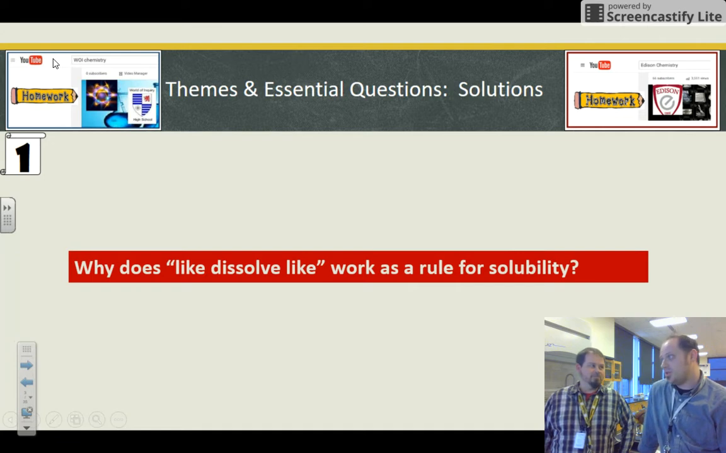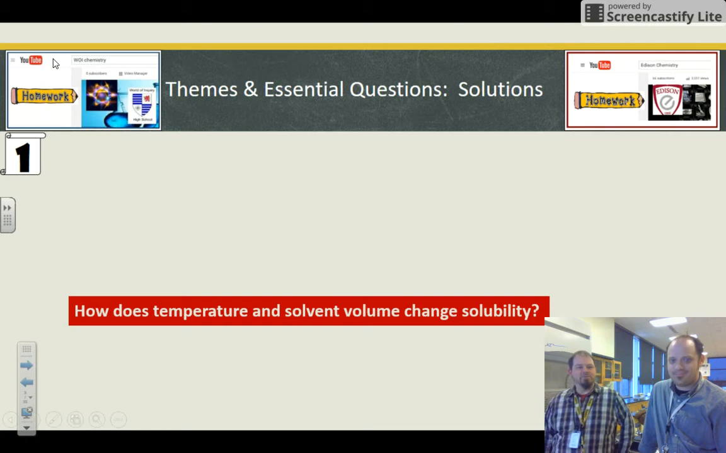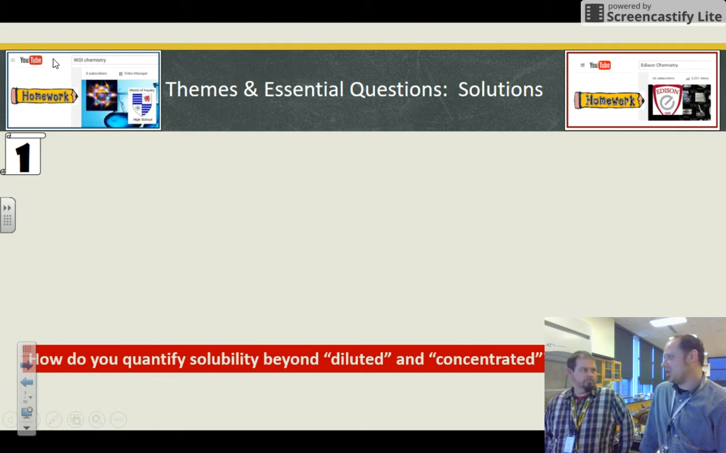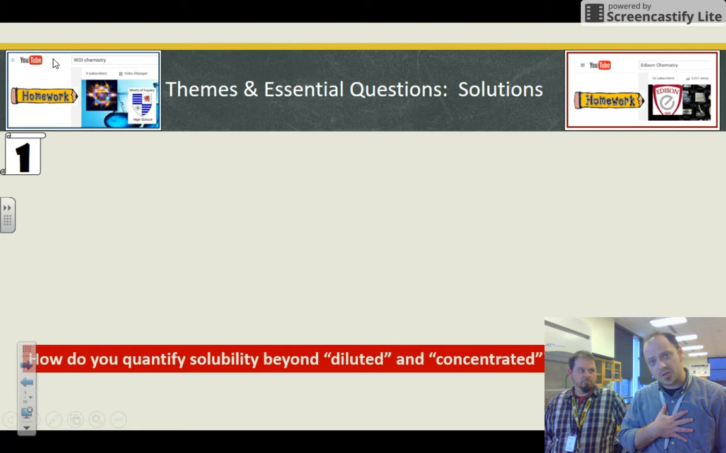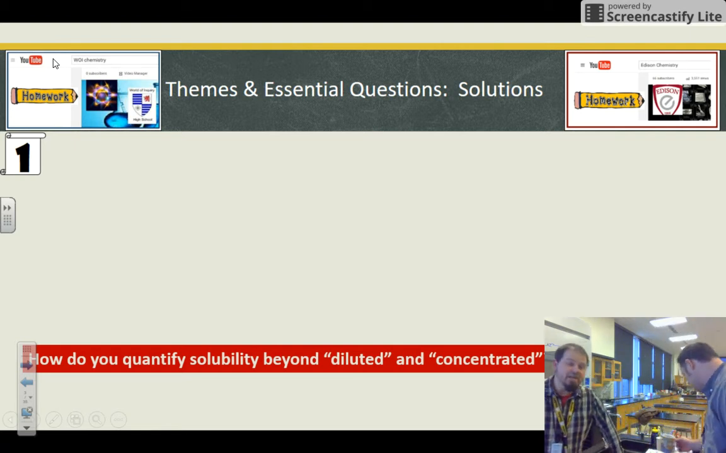Why does like dissolves like work as a rule for solubility? It's this thing that we say, but what does it mean? We're so alike, but we're different. How does temperature and solvent volume change solubility? What are the factors? How do you quantify solubility beyond saying it's just diluted or it's concentrated? That coffee is really concentrated. I like my coffee a little more dilute. But how do I put a number on Mr. Milks' coffee?